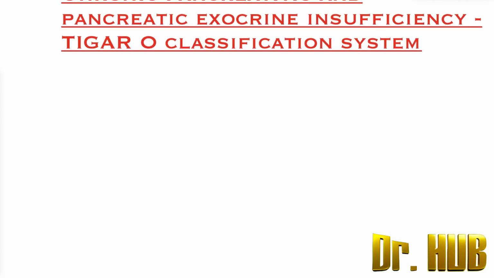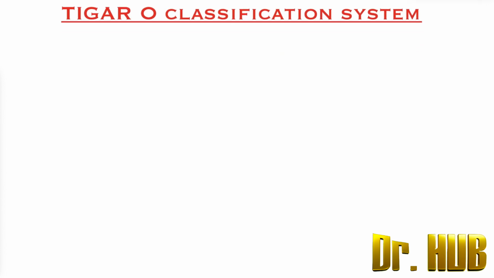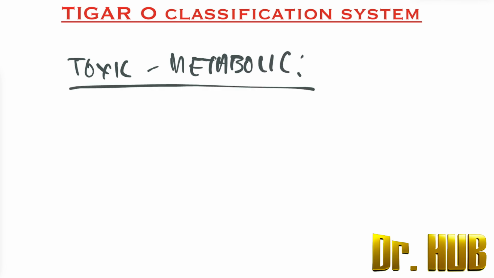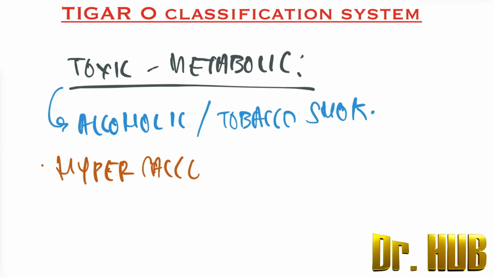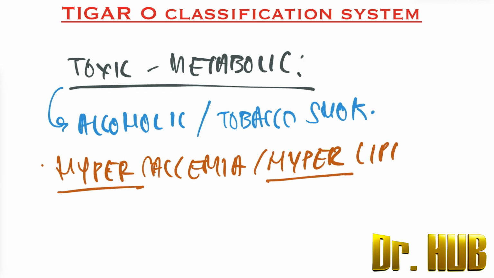Under this, the first one is toxic metabolic. Toxic metabolic includes alcohol and tobacco smoking. Next is the presence of hypercalcemia as well as hyperlipidemia.